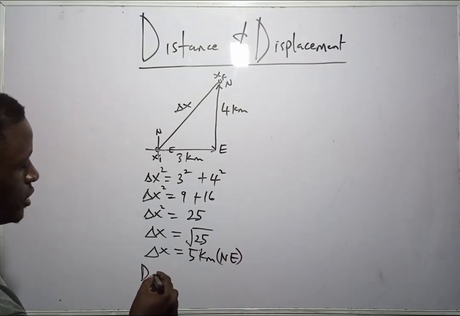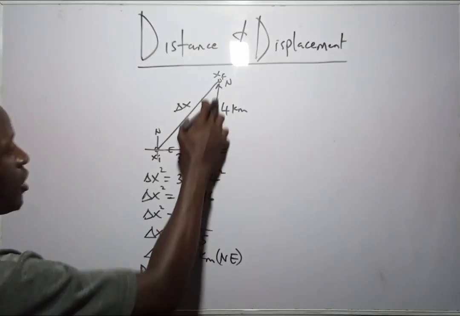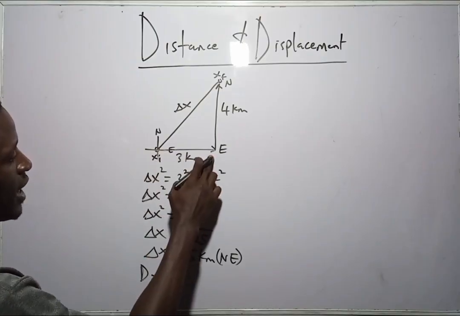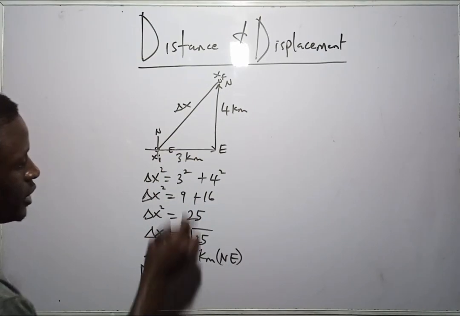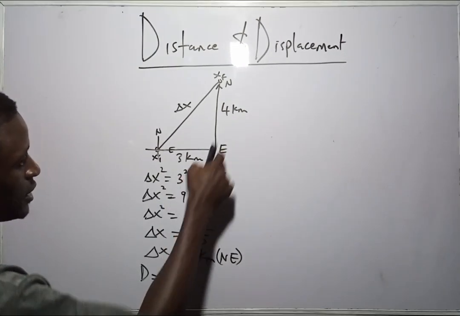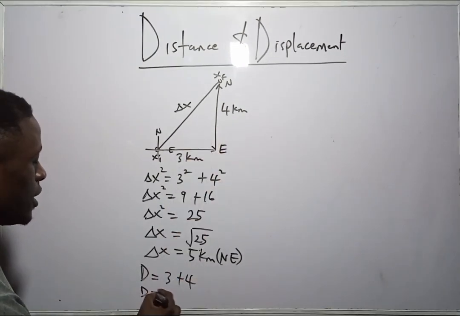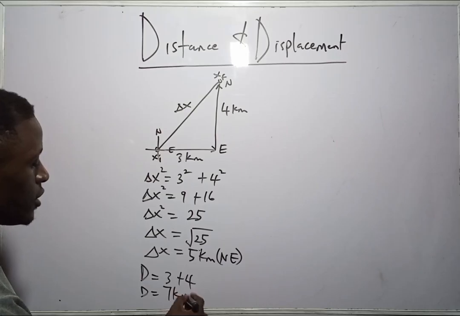Distance is going to be the addition of all the distances covered in the first and the second journey. In the first journey it covered 3 kilometers, in the second journey it covered 4 kilometers. Distance therefore is going to give us 7 kilometers.